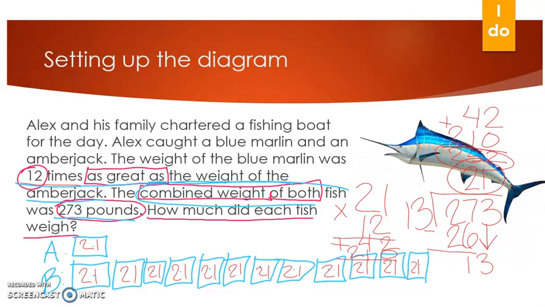So now it's asking how much did each fish weigh? So we have that the amberjack, so A, equaled 21, and it's not just 21, it's 21 pounds. And then our blue marlin equals 252 pounds.